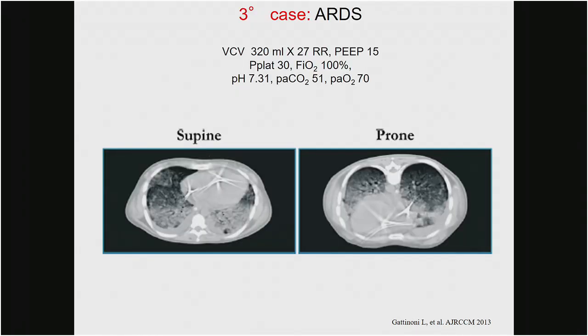So we have a third case here. Another patient with ARDS. You see the CT of the patient on the left-hand side in supine position, which is a typical CT appearance, as we saw also in the previous slides. The patient is ventilated in volume control ventilation with a respiratory rate of 27, PEEP of 15. The plateau pressure is high. The patient is having 100% FiO2 with a PO2 of 70. And the CO2 is also abnormal in this case, it's about 45, which is considered a sort of threshold to keep in mind. So it's 52 in this condition.